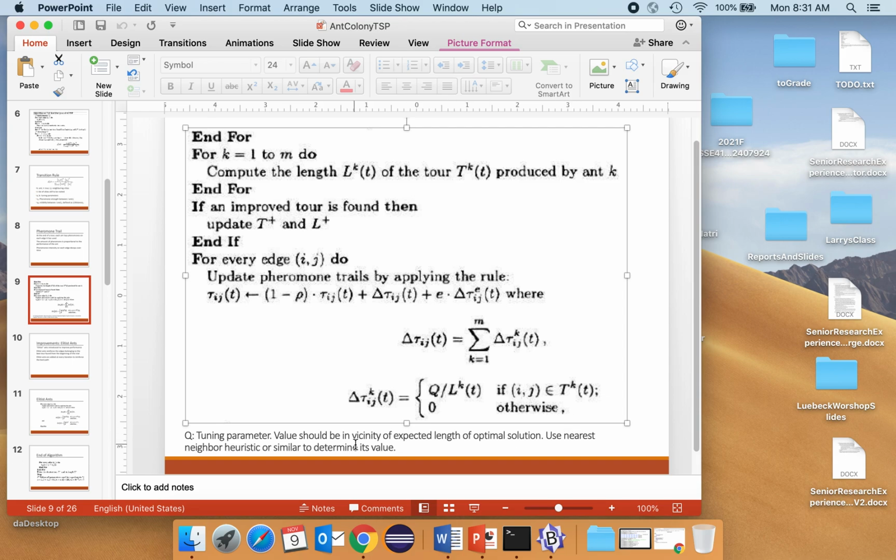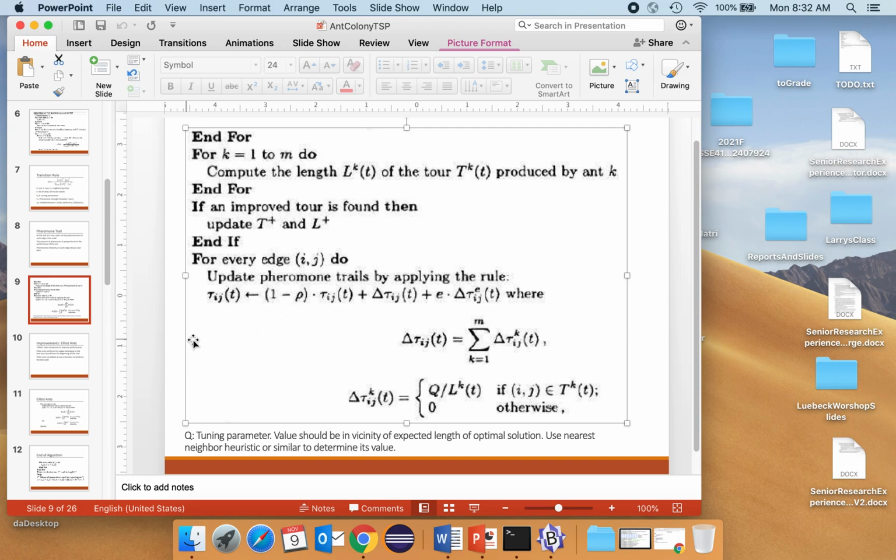And so we could use the nearest neighbor heuristic, which is a greedy algorithm, to find a value. So what is sort of like a ballpark figure, something that is not great, but not horrible either. And so we divide Q by the length of the tour found by the ant. Obviously, the shorter it is, the higher this value is. If the ant didn't go down that edge, then it is 0. Okay, and again we do that for each ant, and so now we know the delta that we need to add to this edge. So there you have it.